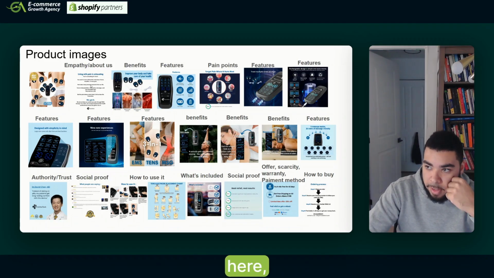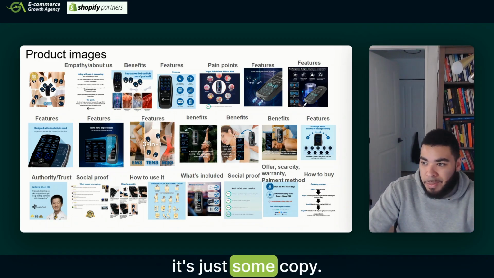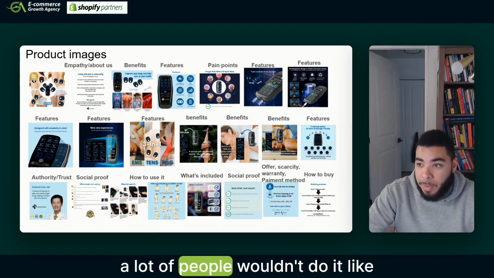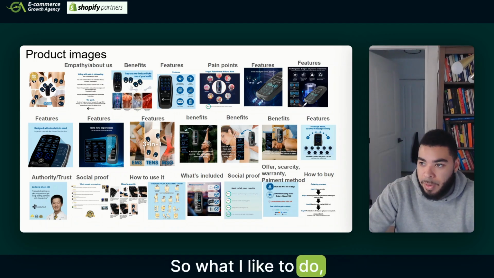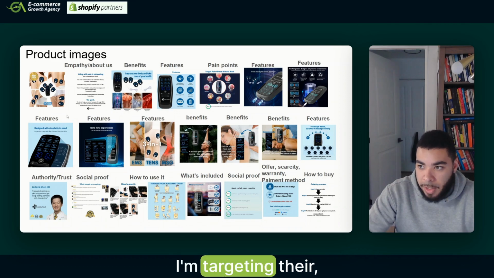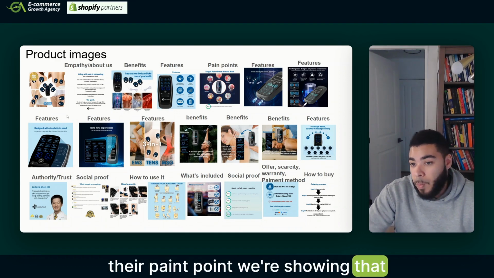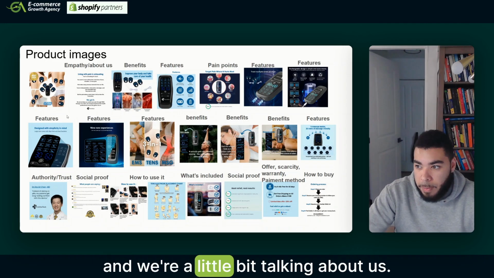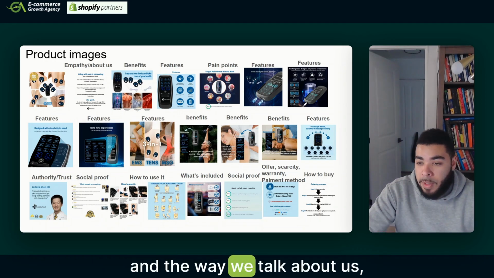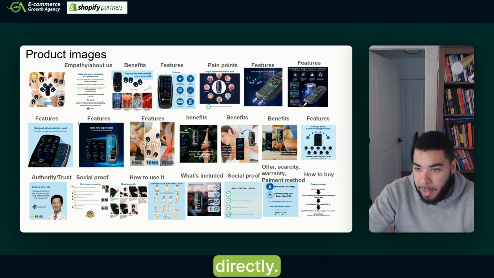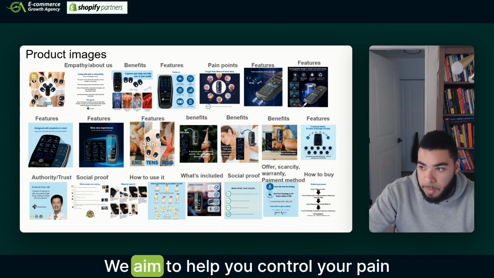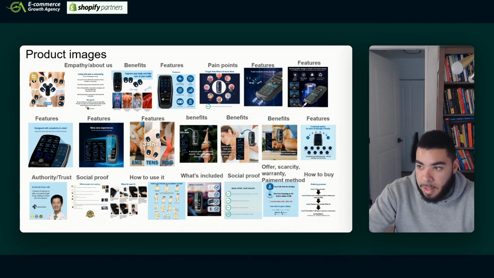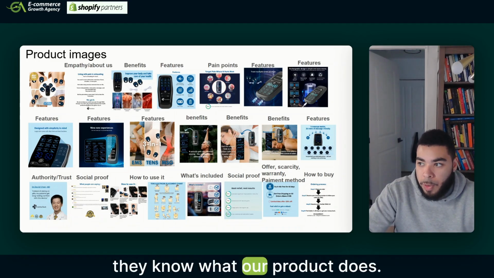Pretty simple. The second image is just some copy. This can vary, and a lot of people wouldn't do it like that, but this is the way I like to do it. The copy targets their pain point. We're showing that we're empathic people, and we talk a little about us, but not directly. We're just saying, hey, we know you're tired of living with pain. We get it. We aim to help you control your pain through this product. So right away, they know what our product does.